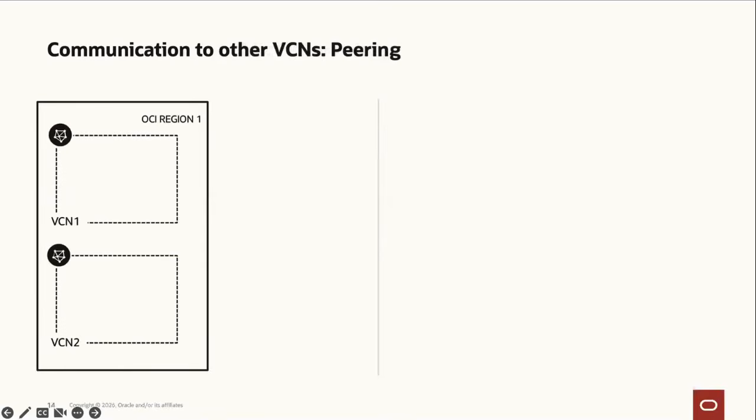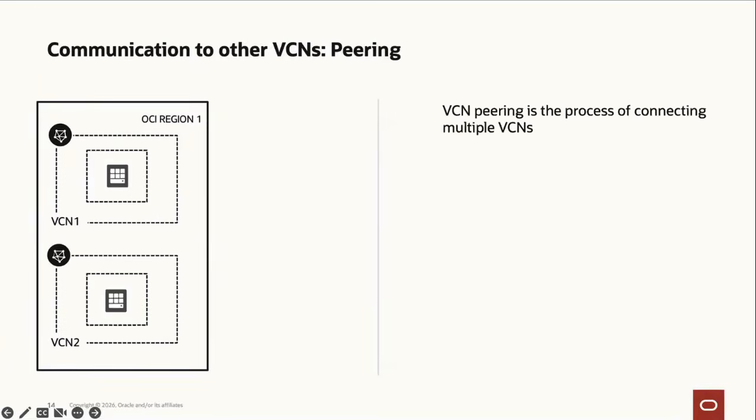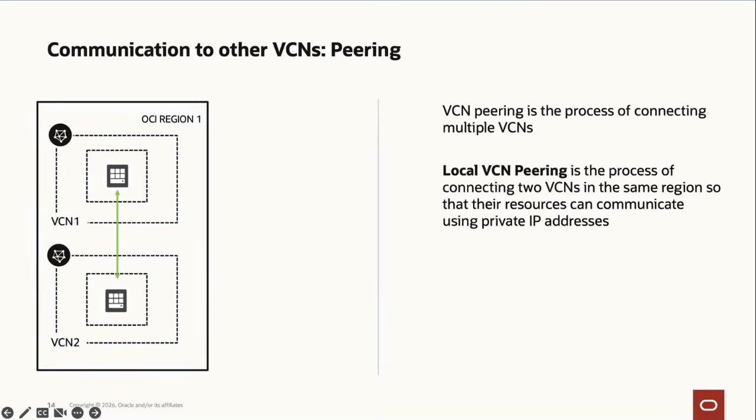Next, we will talk about how to communicate to other VCNs. We call this peering. One way to peer is to locally peer. That's the act of connecting two VCNs within the same region so that their resources can communicate using private IP addresses. There are two ways to set up local peering. You can either use the local peering gateway.